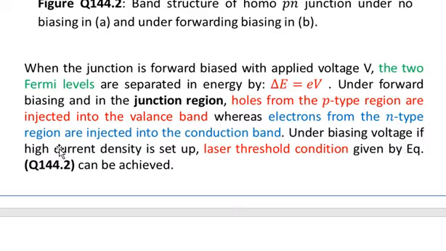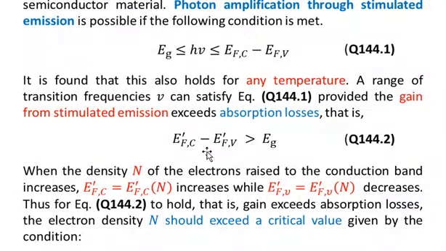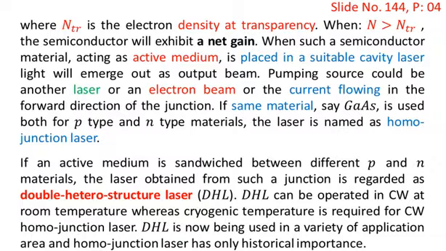Under biasing voltage, if high current density is set up, the laser threshold condition given by equation 2 can be achieved. So this is under biasing voltage. If high current density is set up, you see that here we are concentrating on the words high current density, then of course the laser threshold condition given by equation 2 can be achieved. That is, the condition shown in equation 2 can be very easily achieved under the application of the applied voltage and also under the application of the enormous concentration.